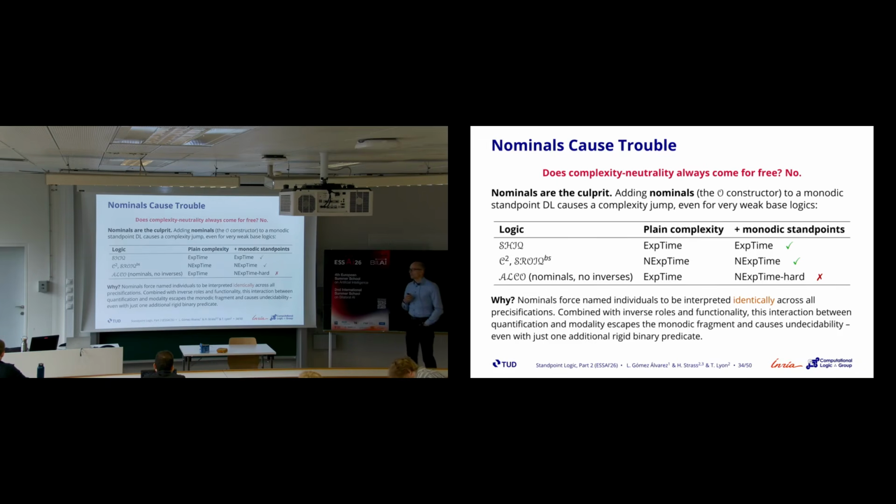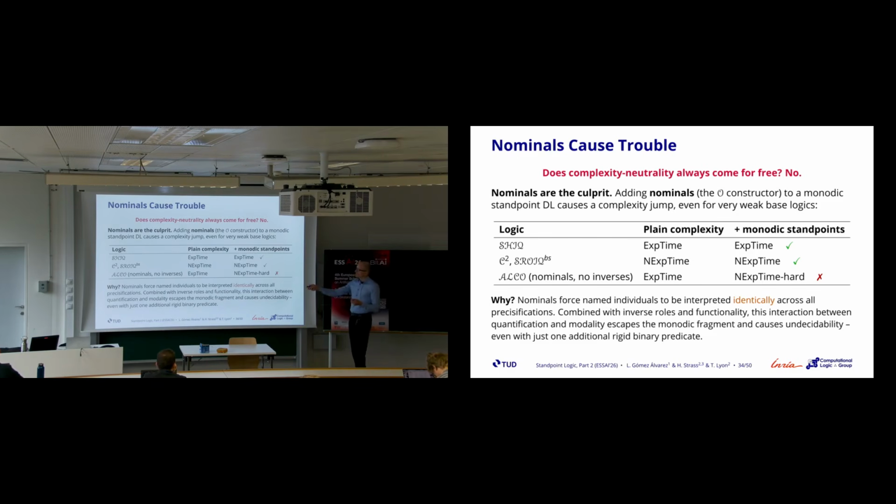So we say individual names are interpreted identically across all precisifications. And since nominals are simply individual names used in parts of classes or in place of classes, this carries over to nominals. And if you then combine this with things such as functional roles or inverse roles, this does not allow you to define a syntax on the level of description logics that, when translated back into first-order logic, keeps you within the monodic fragment. So that's the problem.